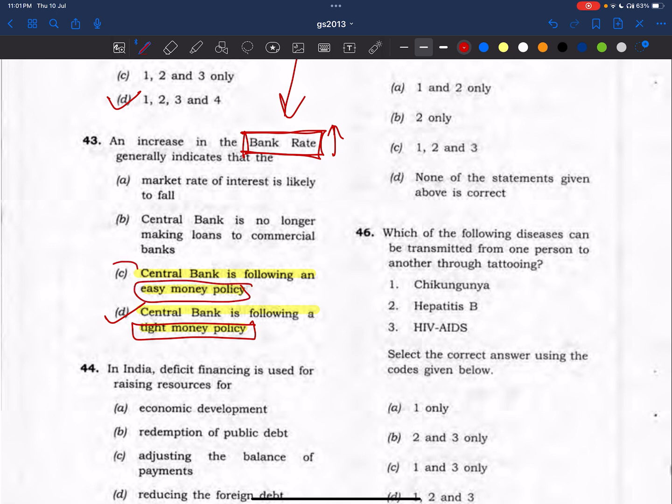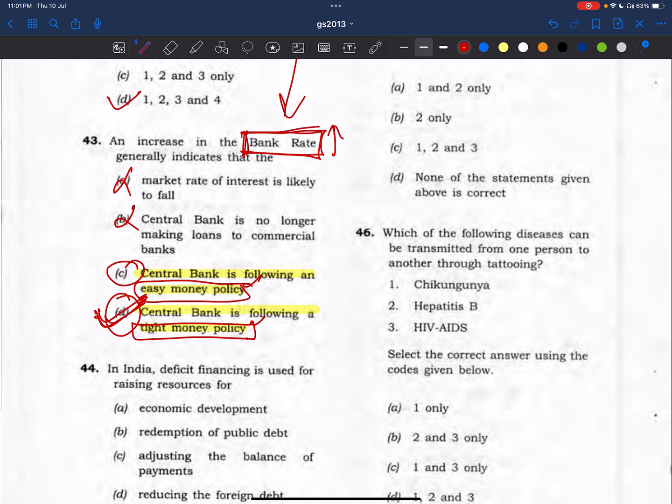So definitely the answer will be among these two only. Most of the cases where there are similar types of statements, we'll also observe in upcoming papers, right? So see here, it is telling easy money or tight money. So at least one of the two options should be there. So directly we can eliminate these two options. We'll get a 50% chance. Even if you don't know, you can take the 50% chance, right?